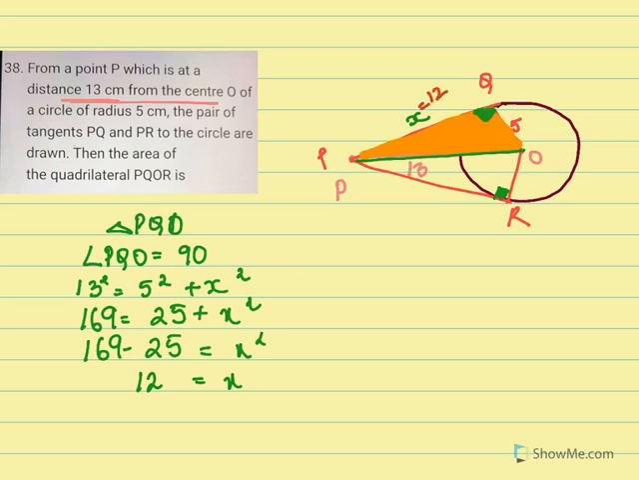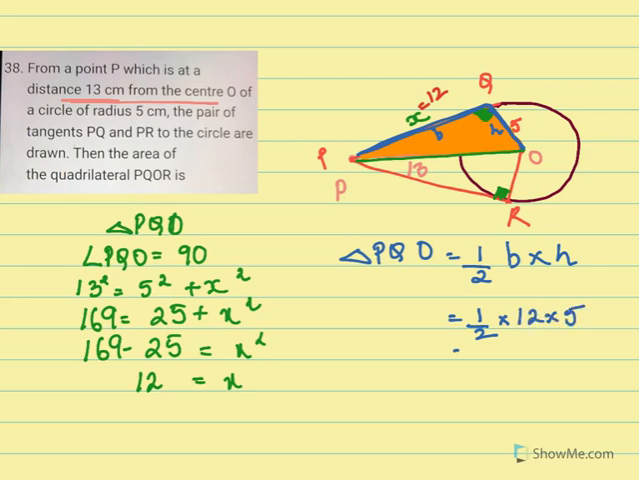Now if I know that, I can find the area of this yellow triangle. The area of this yellow triangle will be half base into height. So triangle PQO is half base into height. Now what is the base? 12 will be my base, and OQ will be my height, because between the base and height there is a 90 degrees. So half into 12 into 5, that would be 30. So the area of this triangle is 30.